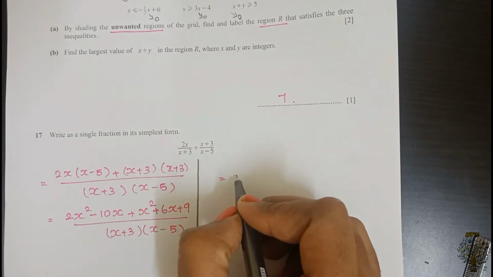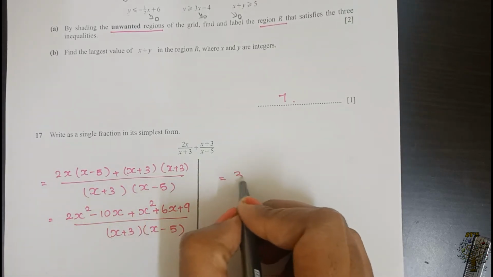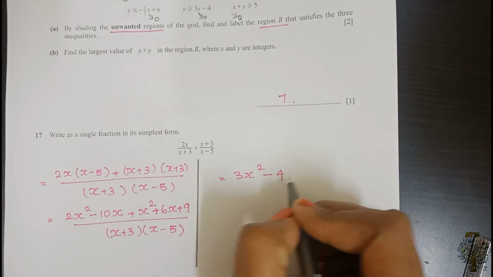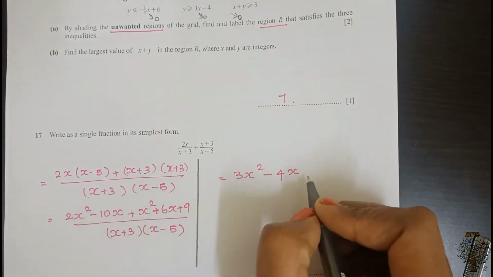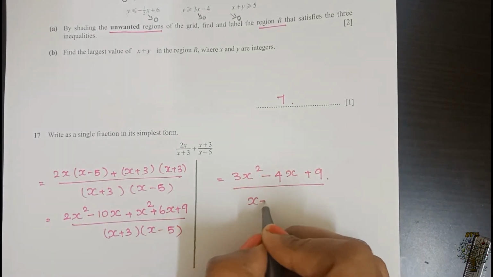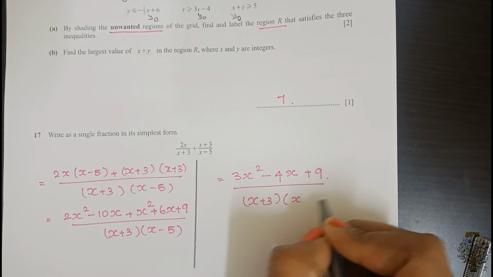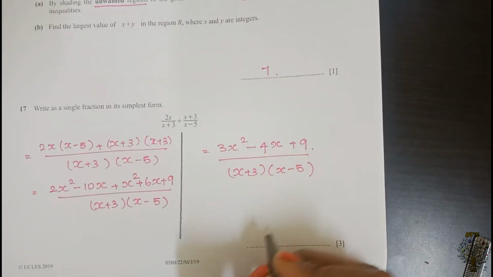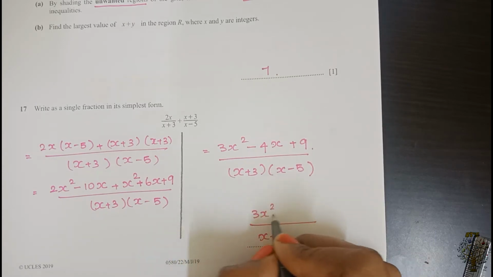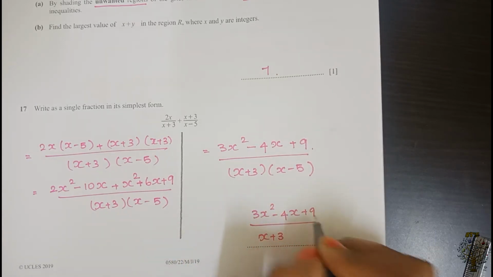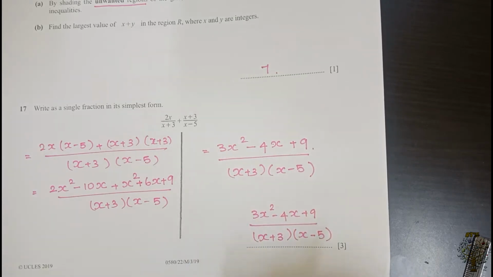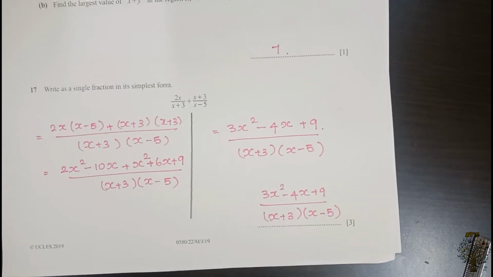So we can simplify this. We have 3x squared, and minus 10x plus 6x will give us negative 4x, and we have only one constant, that is plus 9. This divided by x plus 3 multiplied with x minus 5. So the answer is 3x squared minus 4x plus 9 divided by x plus 3 multiplied with x minus 5. Here ends the 17th problem.